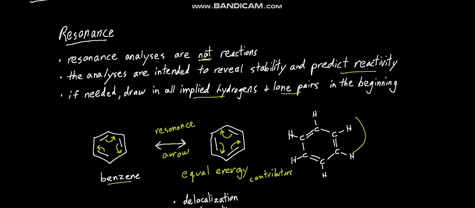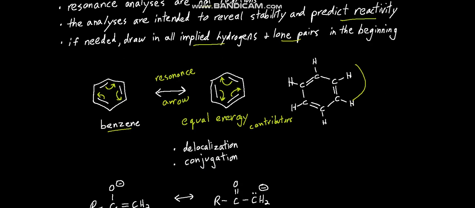There's some other terms that you might want to be familiar with. This concept of the electrons moving around can be described as delocalization and as conjugation. So you might want to file those words away for future reference. Delocalized electrons indicate that they're moving all around over a wider range of atoms. Sometimes benzene is drawn like this to represent that.